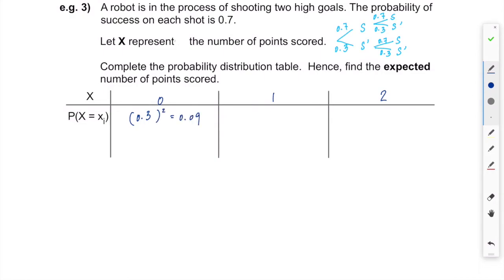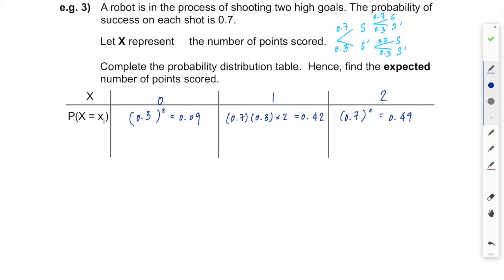Getting 1 in would be 0.7, miss the second one, 0.3. The second case would be 0.3 times 0.7, so I can times this by 2, making 0.42. Okay. And then for making 2 shots, P of S and S, 0.7 times 0.7. Another way to get this number is to subtract 0.09 and 0.42 from 1, right? You still get 0.49.